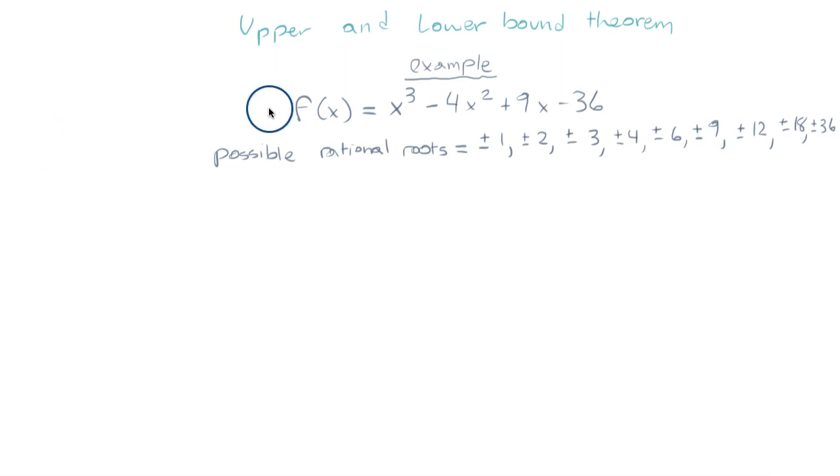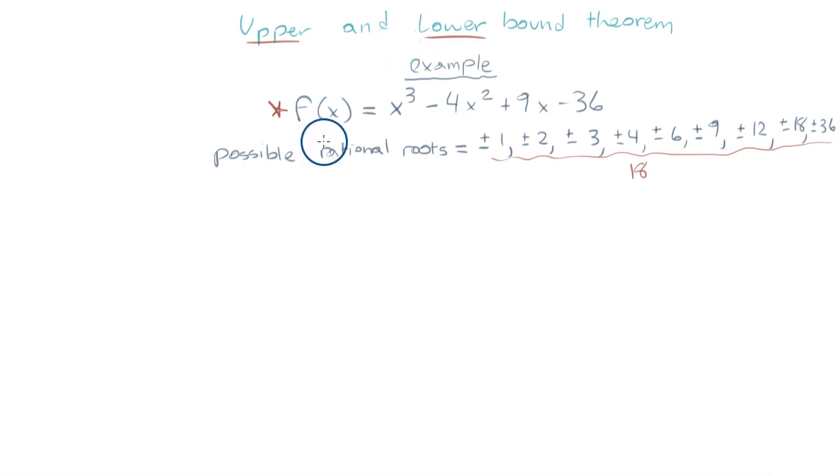Let's take a look at the f of x function written here. If we use the rational root theorem, we find that it has a whole lot of possible roots, 18 to be exact. Fortunately for us, we can narrow down this list of numbers using what's called the upper and lower bound theorems.